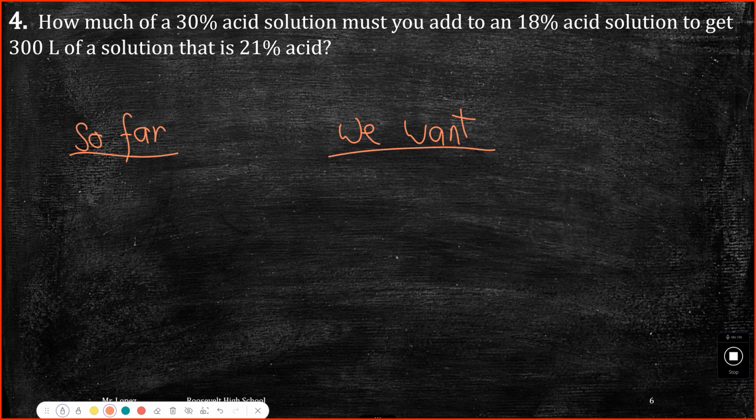Do we really even need that so far? Can we just go to what we want? What is it that we want? A solution that is what? 21%? And so far we have what? How much do we have? How much of a 30%? Is this 300 going down here?